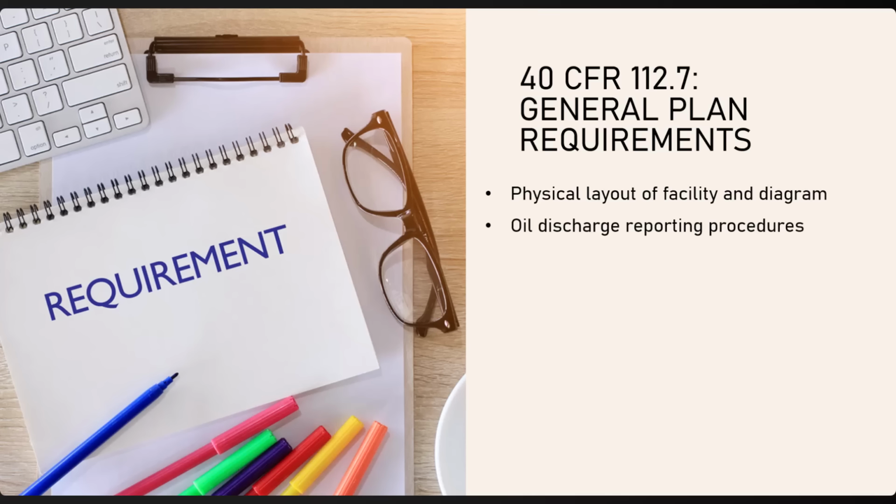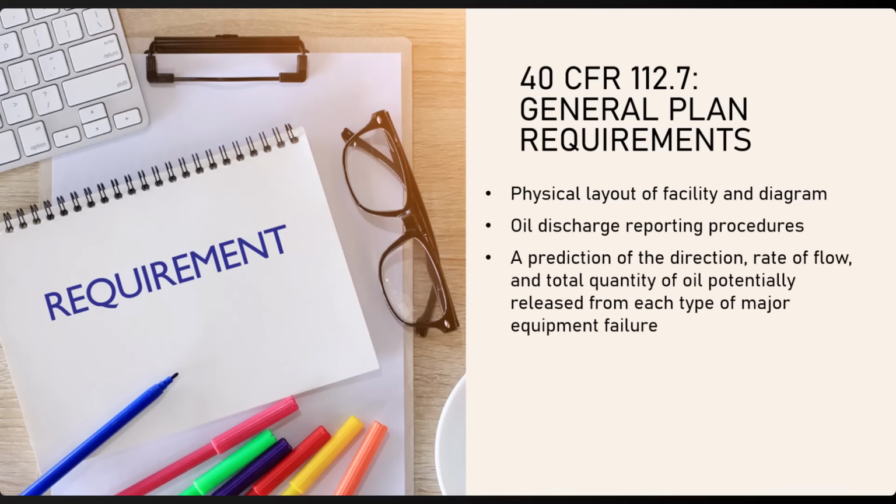The oil discharge reporting procedures must be described, including the names of personnel responsible for reporting a spill. The procedures must include all the elements listed in the rule. The plan must include a prediction of the direction, rate of flow, and the total quantity of oil potentially released from each type of major equipment failure. The plan must be careful to describe the discharge prevention measures for all likely scenarios that are predicted to potentially cause a significant oil discharge.